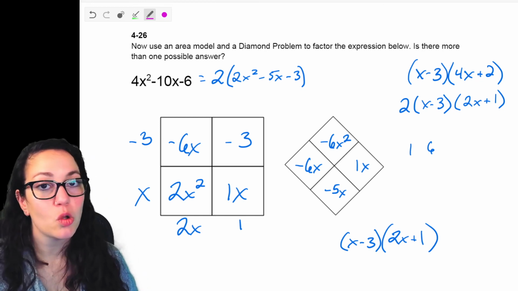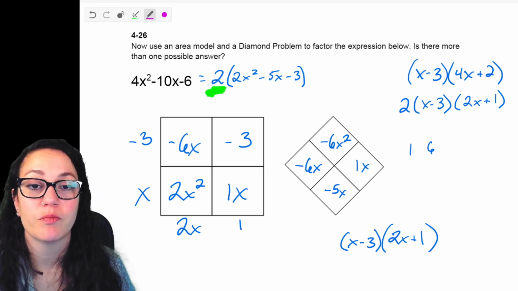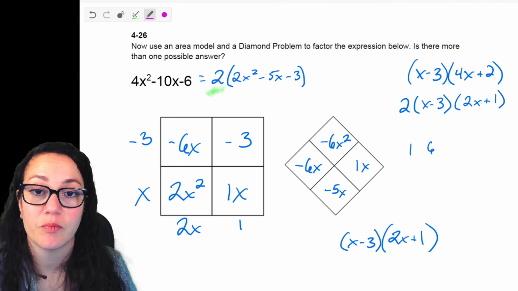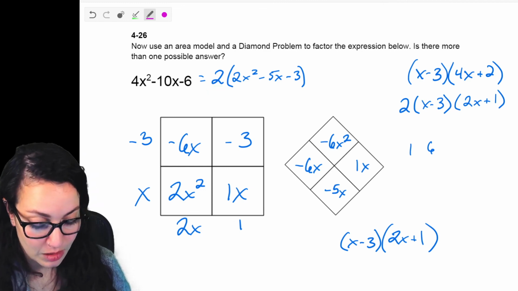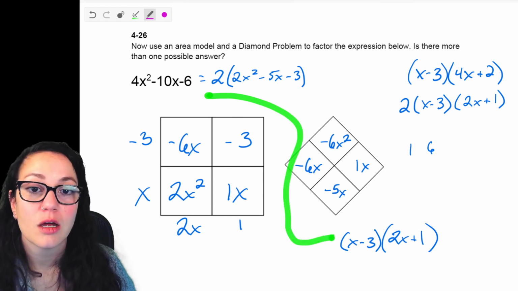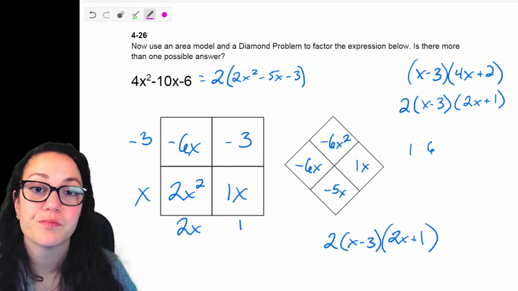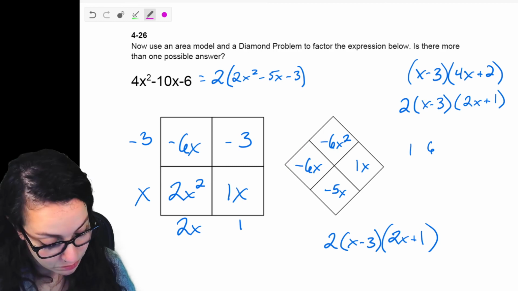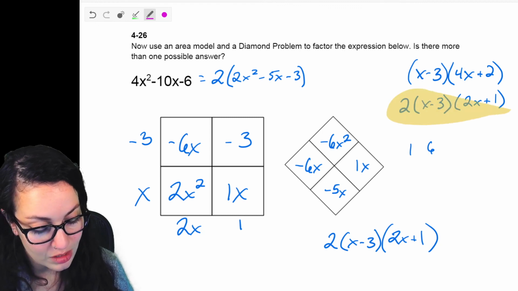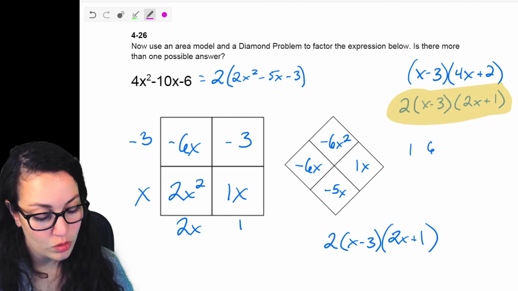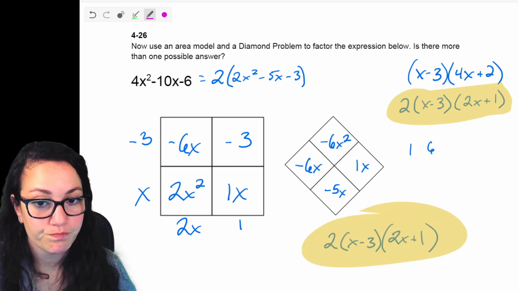But here's the thing that a lot of people forget. The original expression had a 2 in it that we factored out at the beginning. We still need that 2. It's still part of the expression. So we have to add it to our factored form out front, like that. But do we get the same thing? Let's take a look. 2 times the quantity x minus 3 times the quantity 2x plus 1. Yep, looks good. Same thing here.